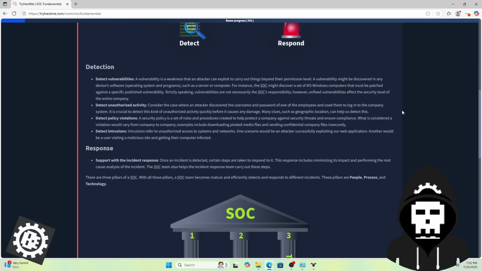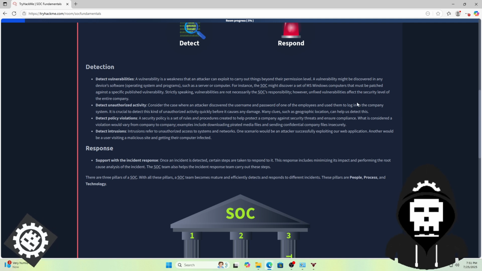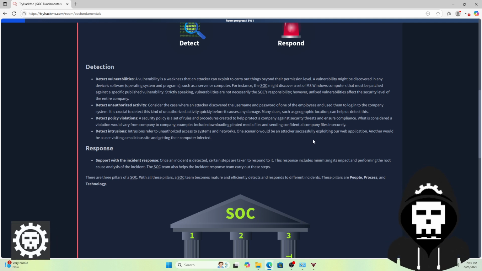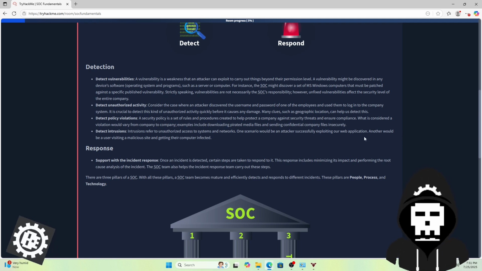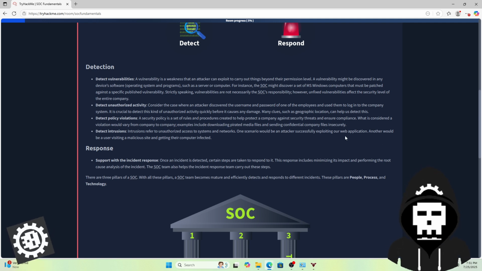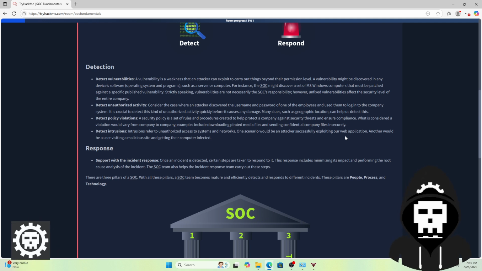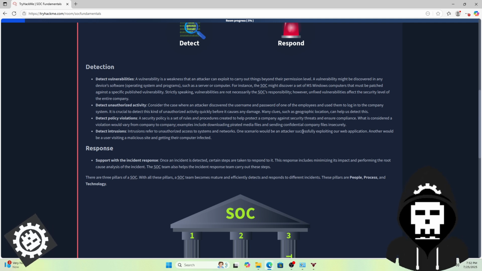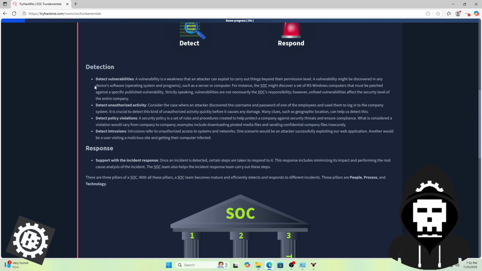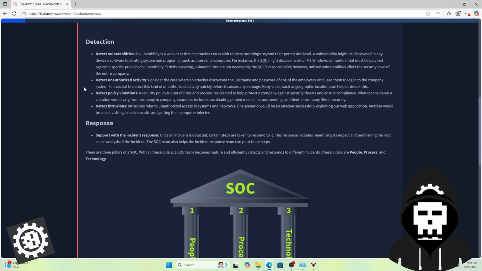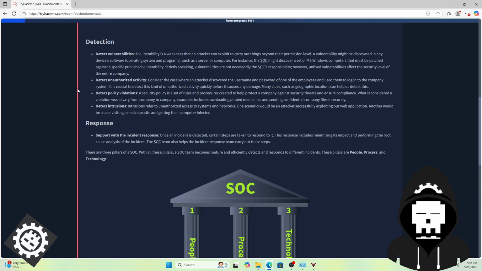A vulnerability may be discovered in any device's software, such as an operating system and programs, such as a server or computer. For instance, the SOC might discover a set of Microsoft Windows computers that must be patched against a specific published vulnerability. Now, if any of you follow anything in the news, you will know that Microsoft vulnerabilities are real. A lot of them affect Windows, and a lot of them cause a lot of damage. So, strictly speaking, vulnerabilities are not necessarily a SOC's responsibility. However, unfixed vulnerabilities may affect the security level of the entire company.